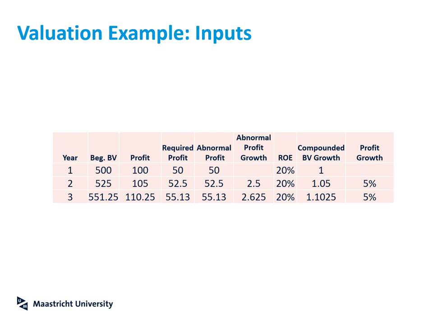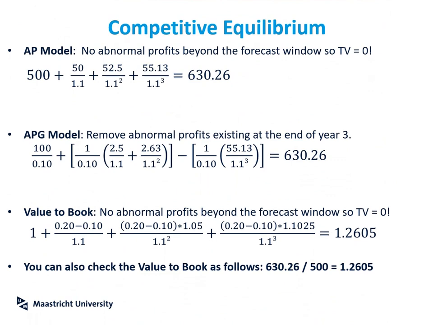And these would be all the inputs that we need to determine firm value using the abnormal profit or abnormal profit growth model, and to determine value to book and value to earnings as well. And that's what we're going to do now, and we're going to do so using different terminal value assumptions.